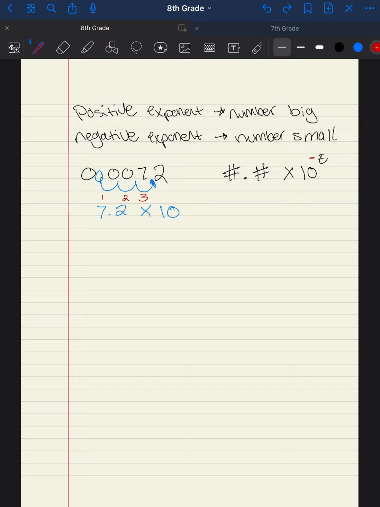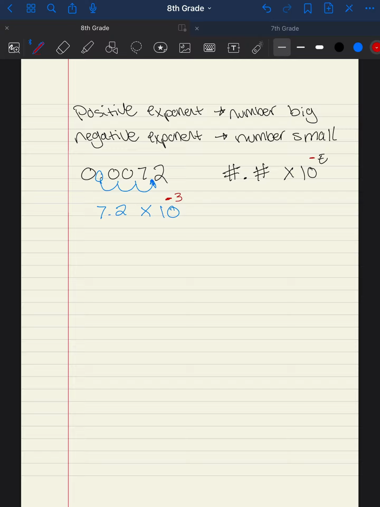Now, I know I have 3 swoops, so I moved the decimal 3 times. Now, I know my exponent is going to be 3. Wait a minute, I'm missing something. Negative exponent, number small. Is the number small? Yes. So, negative exponent. Remember, if you have to move the decimal to the right, your original number is going to be small. Now, with that being said, let's work it backwards.